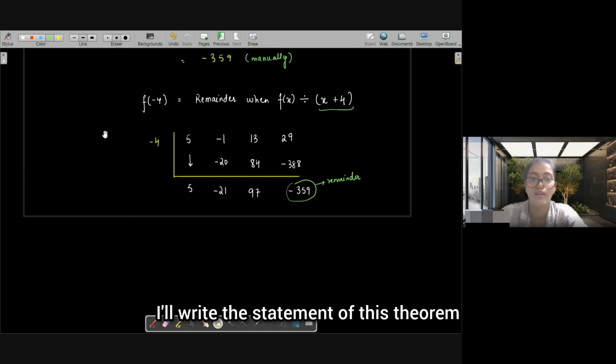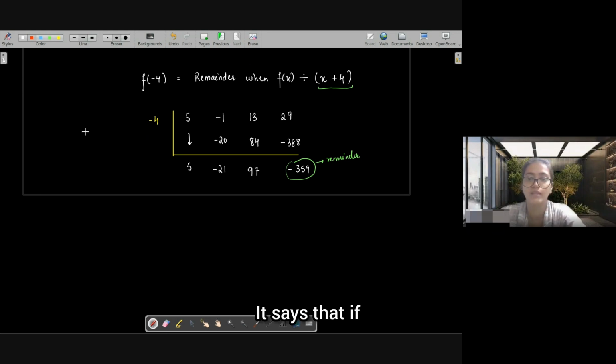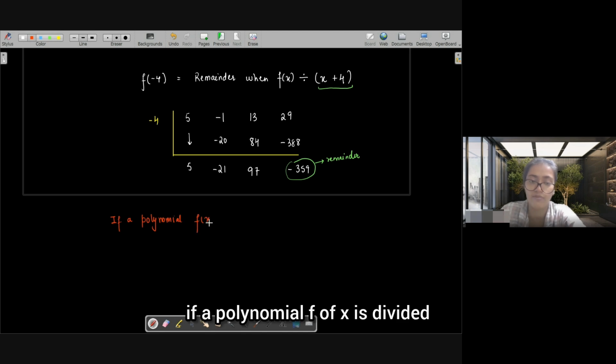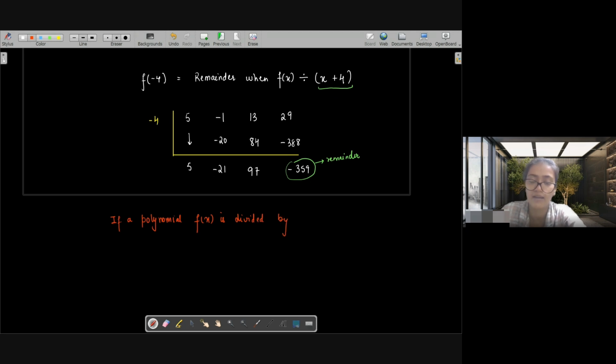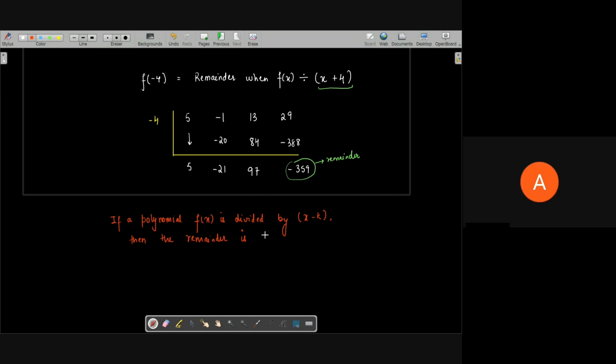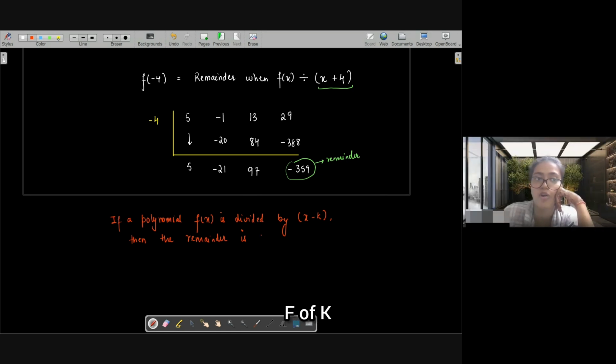So I'll write the statement of this theorem. It says, and this is very important, remainder theorem: if a polynomial f of x is divided by x minus k, then the remainder is, can you tell me what will be the remainder? Then the remainder is f of k.